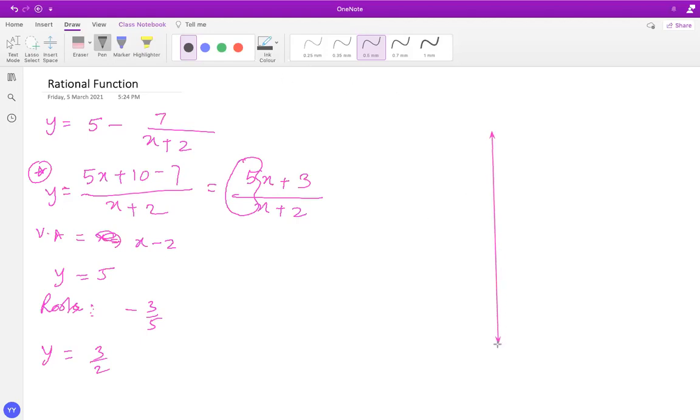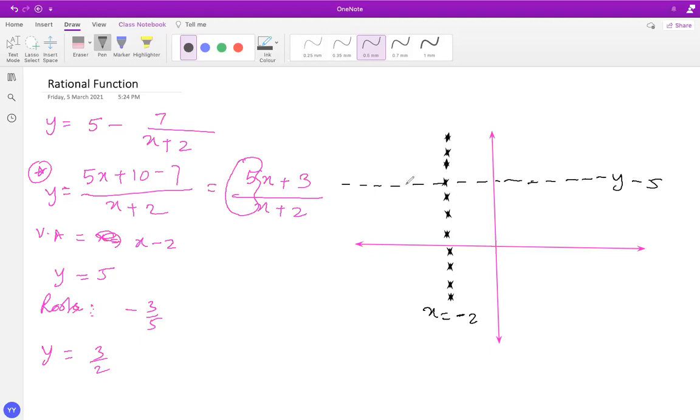So just quickly, if you sketch the final graph, we'll mark the values here. You've got x equals -2 as the vertical asymptote. So here x equals -2, this is the vertical asymptote. Horizontal asymptote is y equals 5, so you take this here. And what we got is the root at -3 over 5. So -3 over 5 is here. And the y-intercept is +3 over 2.